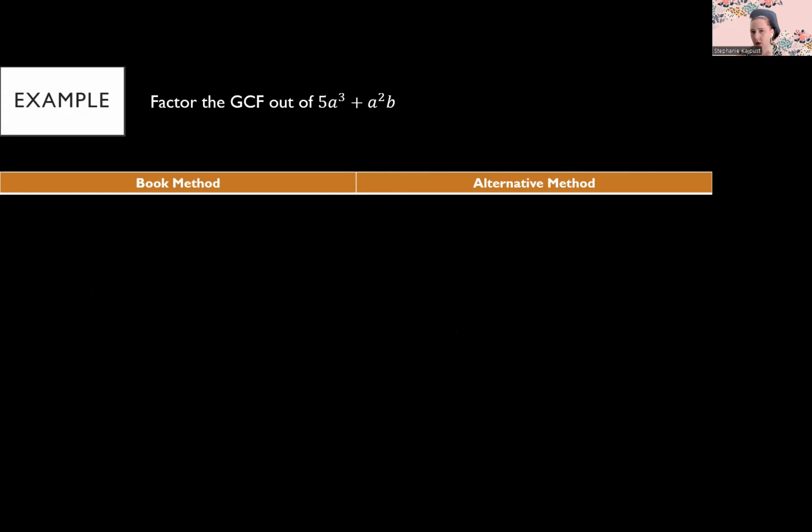So I'll do another one with both of the two methods so you can see. So we've got 5a cubed plus a squared b. Our first step is to find the greatest common factor.